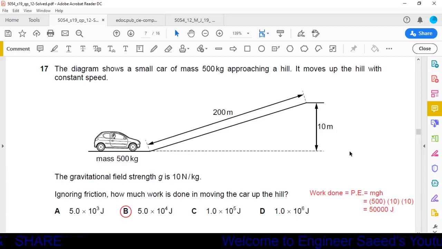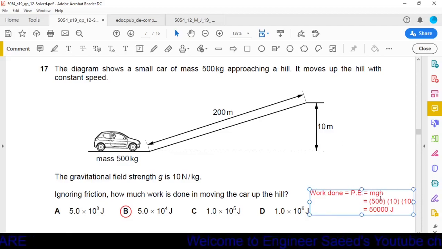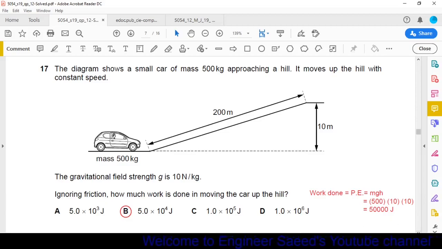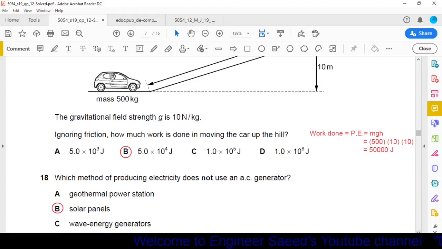Now gravitational potential energy is given as mgh. m is given 500 kg. g, gravitational field strength, is given 10. The height is given 10, and by multiplying all these values we got the answer 50,000 joules, or in scientific notation we can write 5 times 10 to the power 4 joules. So correct option is option B.